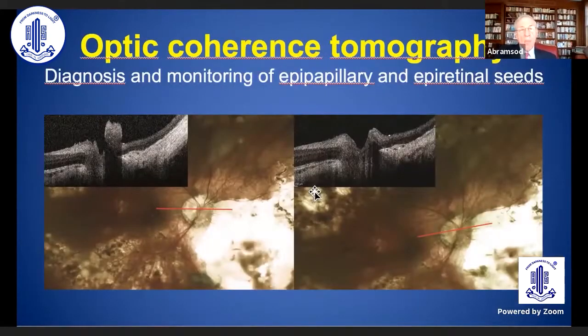Optical coherence tomography is extremely useful to document early epipapillary or epiretinal seeding that is still invisible ophthalmoscopically. As shown here on this picture, you have, of course, seeding in the vitreous, but you have seeds that are sitting on the optic nerve and even in the optic cup, before and after intravitreal injections.